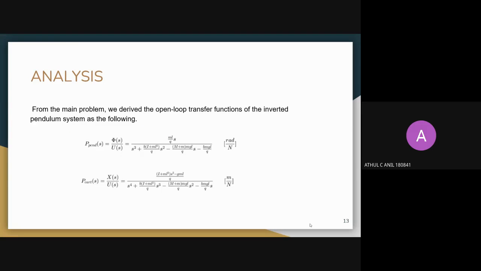Okay, now we will look at the analysis part. From the main problem, we derive the open loop transfer function of the inverted pendulum system. The transfer functions of the pendulum and the cart are obtained as follows.